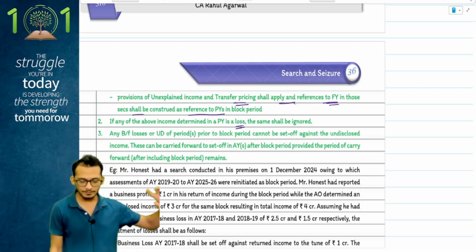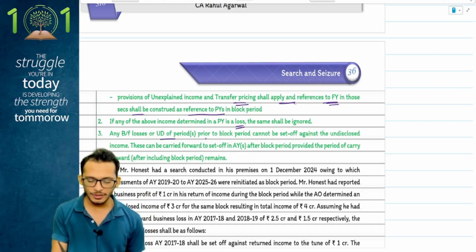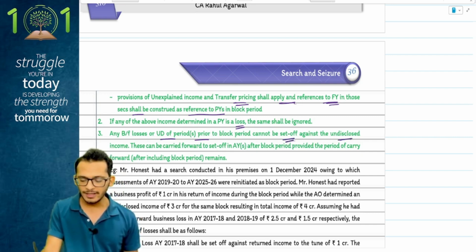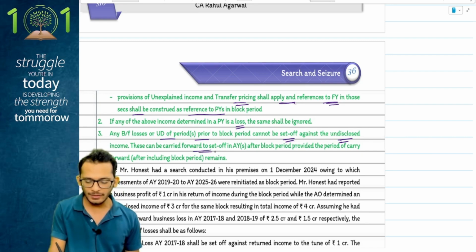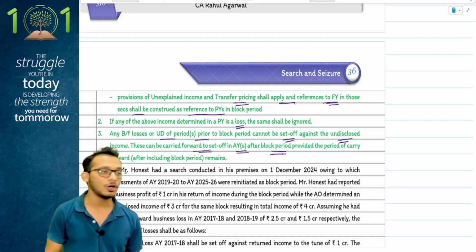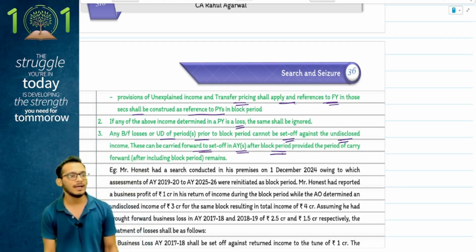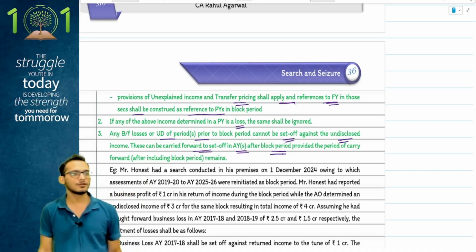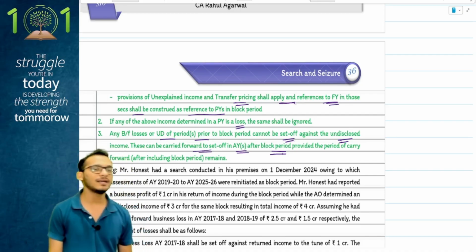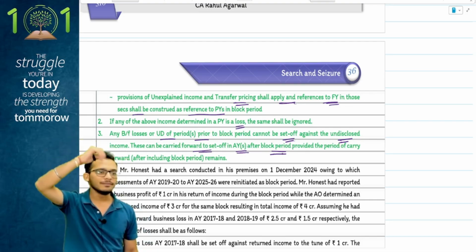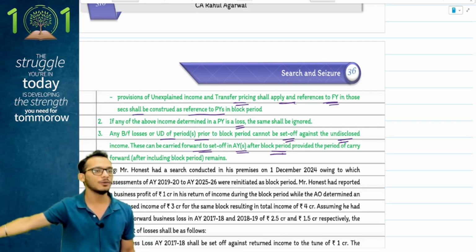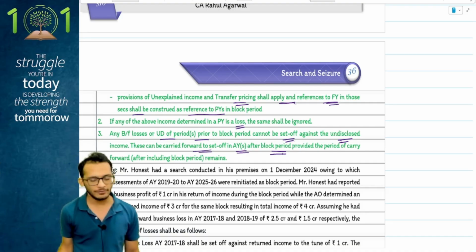Yes or no? Yes. Any brought forward losses or unabsorbed depreciation of prior years to the block cannot be set off against undisclosed income. These can be carried forward and set off in the assessment years after the block period is over, provided the period of life is still there. In simple words, whatever losses I have, I can set off against legal income. I cannot set off against undisclosed income. If you still have some losses pending, treat it same as what you would have done normally. Meaning you will carry it forward and you will set it off in the future years, if at all you have time of 8 years.